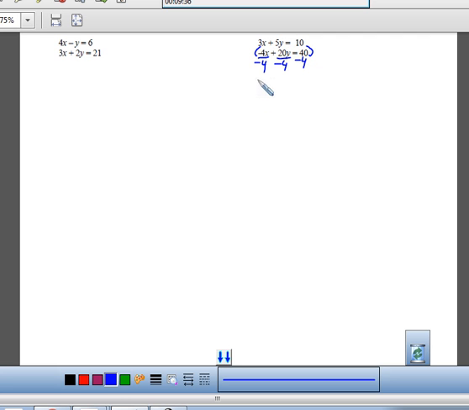And when I do that, so this is all step 1, I get negative 4x divided by negative 4 is x, plus 20y divided by negative 4 is negative 5y, equals 40 divided by negative 4 is negative 10. Now, I still have my original equation of 3x plus 5y equals 10 up here. I'll rewrite that under this, 3x plus 5y equals 10.